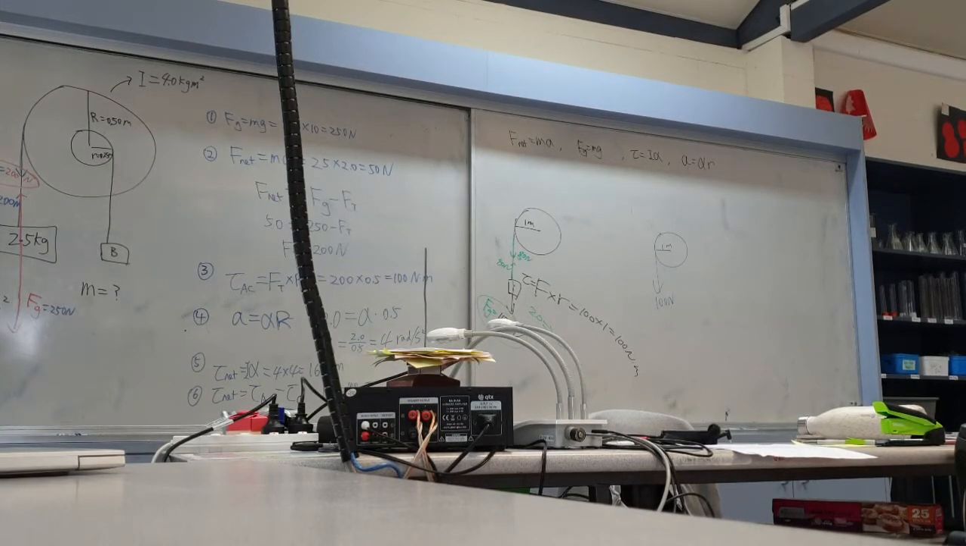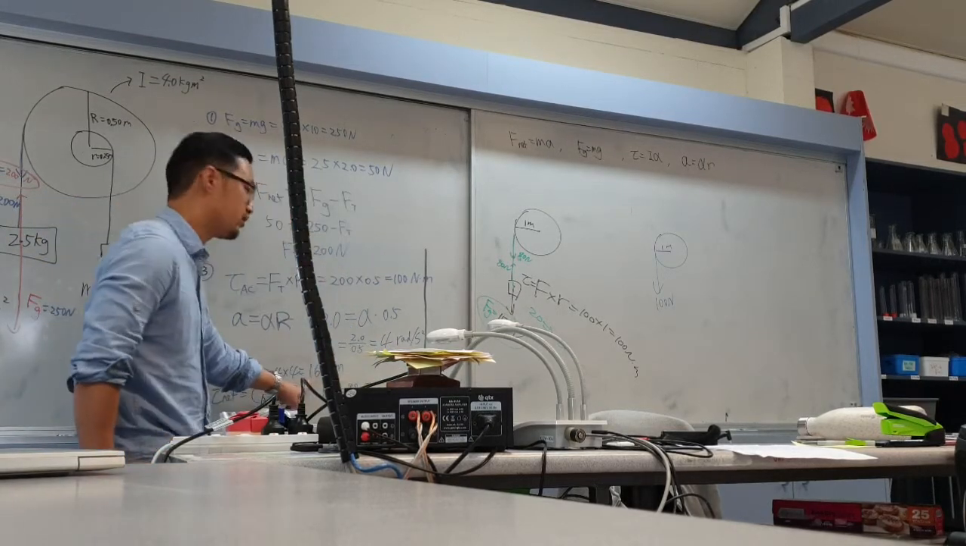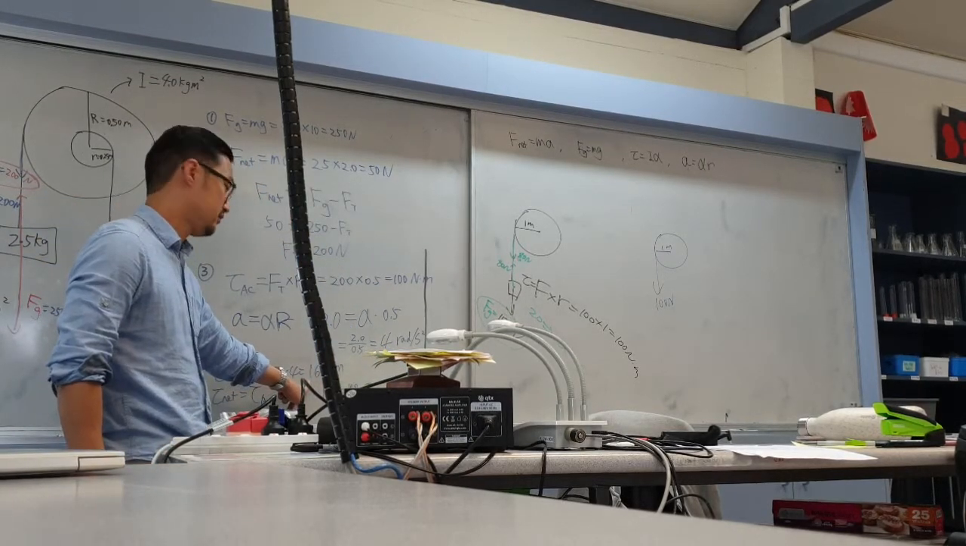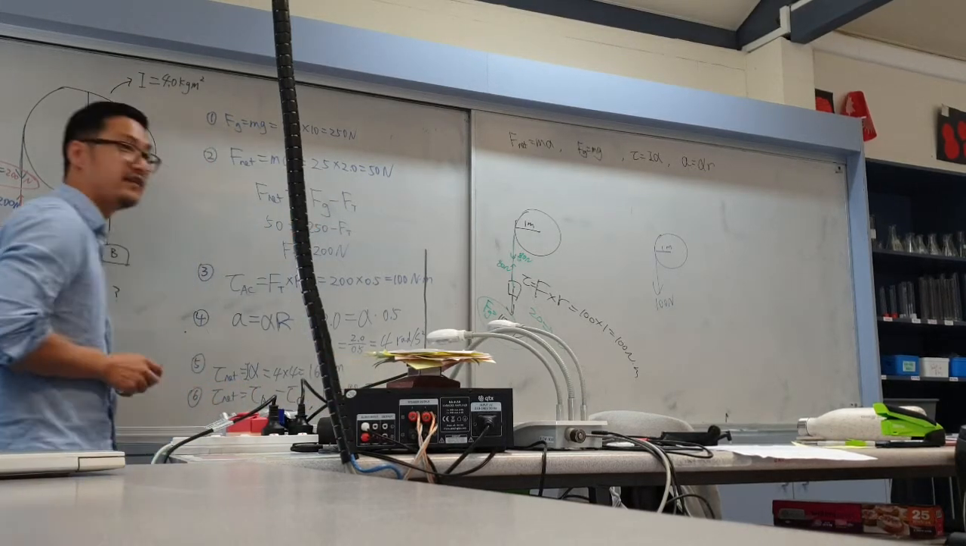But wasn't the last one the net torque? This one? No, the last one. This one is the net torque. Oh, right. Yeah, that's the net torque. And from the net torque, then I can find the clockwise torque.